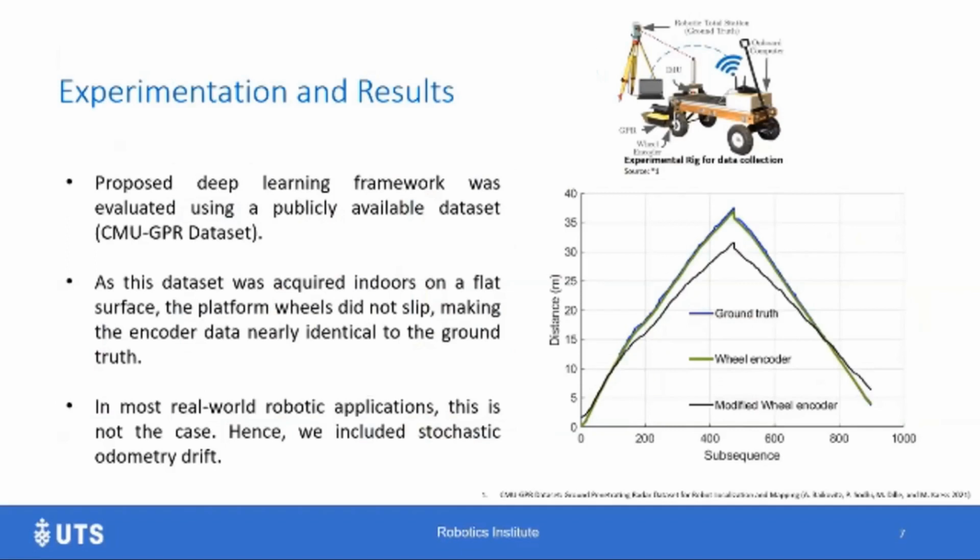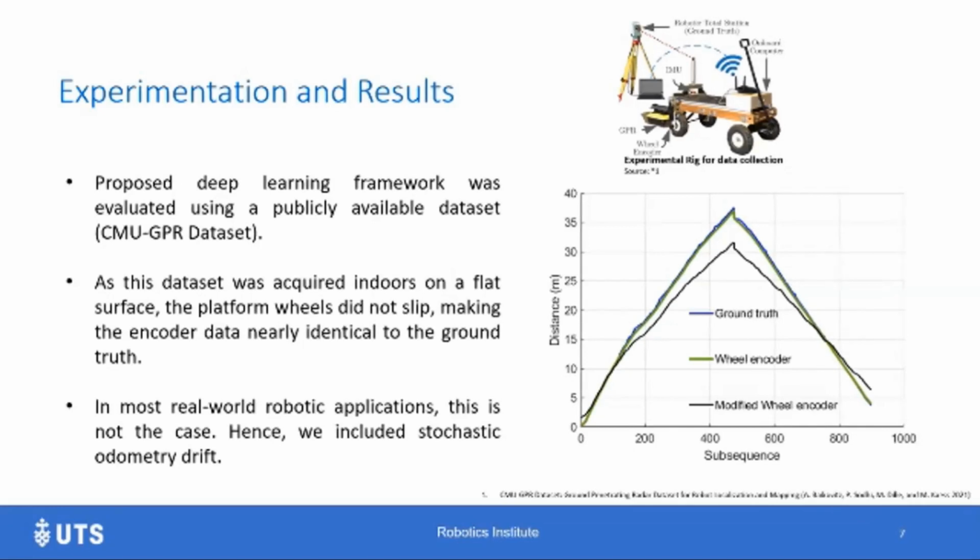Okay, so now I will talk about some experimentation and results. The proposed deep learning framework was evaluated using a publicly available dataset published by CMU, which was collected using a manually pulled experimental rig like the one we can see here in this diagram. This rig contained multiple pieces of hardware, including a Noggin 500 GPR, a very high resolution encoder, an Xsens 9-axis IMU, and also an Intel RealSense camera.